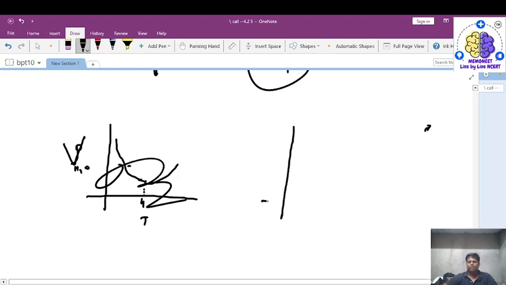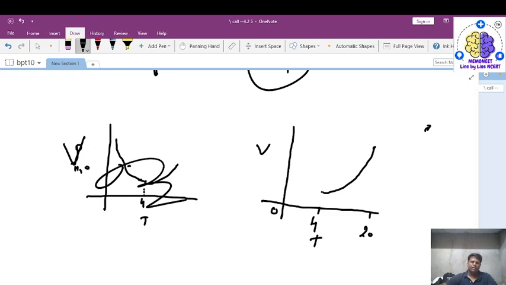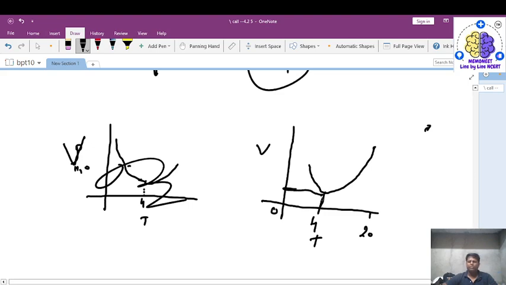This is your y-axis, this is your x-axis, right? Here it is the volume, here it is the temperature. Temperature starts from 0, then let us mark 4, and then let's say some 20, right? So from here the water's volume is decreasing, decreasing, and then it increases, right? So at this point it has its minimum volume, that is, at 4 degrees centigrade it has minimum volume.